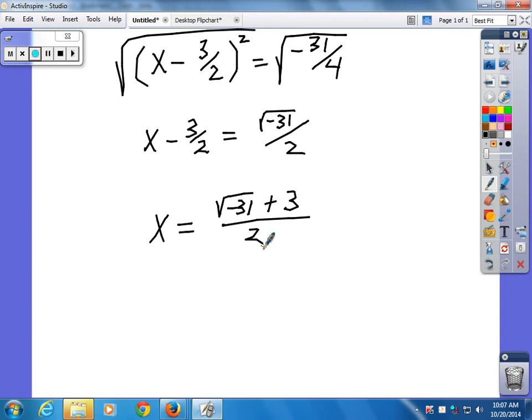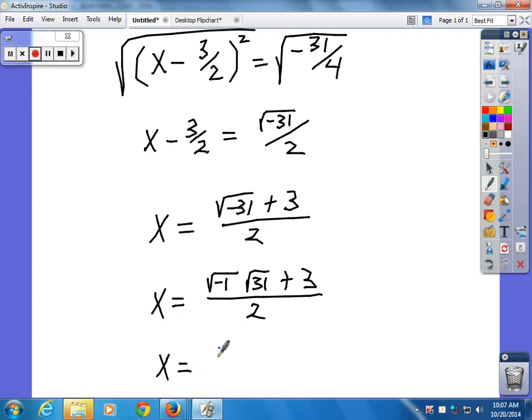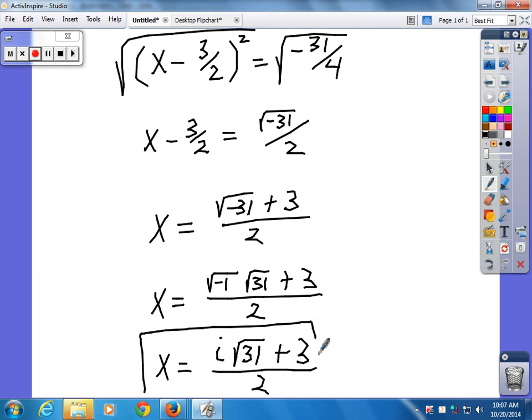And now we're going to focus on the negative 31. We can't take the square root of negative 31, so we're going to break that up. And if y'all forgot how to get i, it's the square root of negative 1 times the square root of 31 plus 3 over 2. And that's x is equal to i times the square root of 31 plus 3 over 2. Now, this is your answer. But there's several different ways you can write that answer.